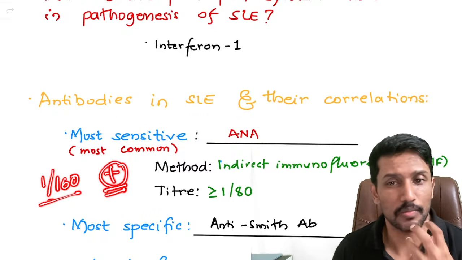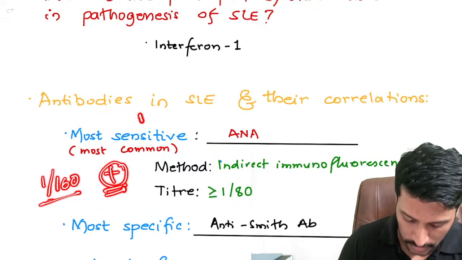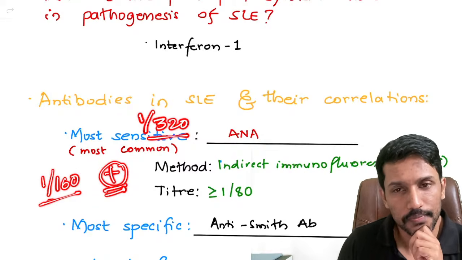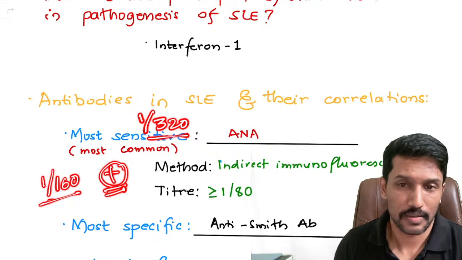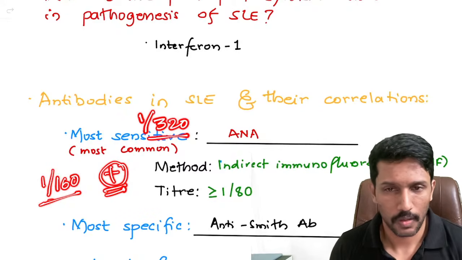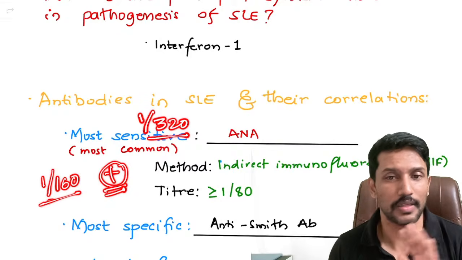6 months later, the patient comes back for follow-up. And let us say I did the ANA titer again, and now it is further worsened. It is 1:320. So in that case, should I say the disease is worsening? The answer is no, because the ANA titers and disease severity do not correlate with each other.